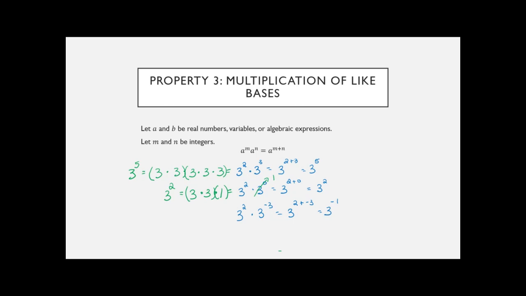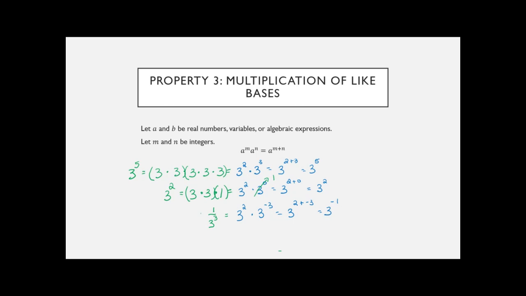On the bottom, we have 3 squared times 3 to the negative 3. So let's break this one down. We're going to use our rule with the negative exponents. So 3 to the negative 3, you take the reciprocal of the base, which is 3, and then you make the exponent positive. So that's going to be 1 over 3 to the third power there.